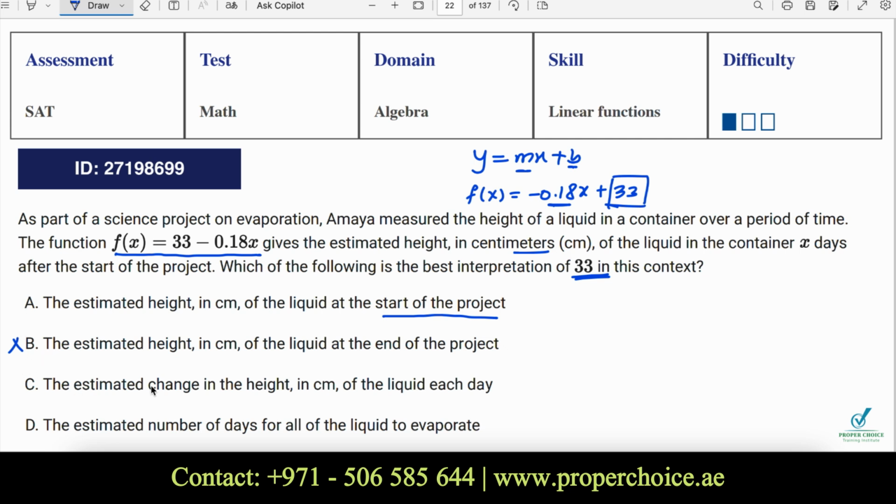Okay, let's clarify with the other parts. The estimated change is basically the rate, not a constant value. Estimated number of days is also wrong, because they clearly say that x represents the number of days, not this. So it makes sense that option A is the right answer.